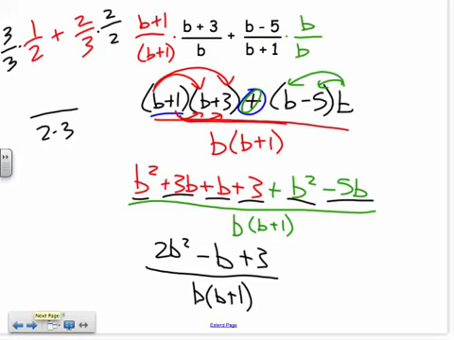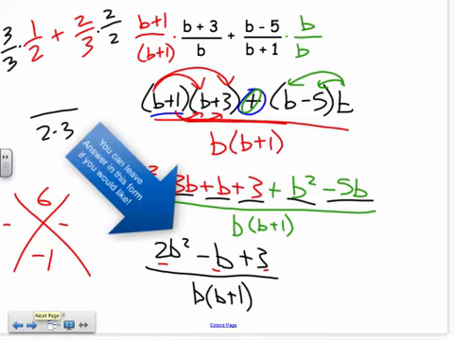Okay? And now I want to see if I can factor this top quadratic here. So remember, I have a coefficient in front of the b squared, so I'm going to take 2 times 3, which is 6, and find factors of that add up to a negative 1, my number in front of the b. Well, there are none, because I'm going to need 2 negatives, aren't I? And there's no factors of 6 that are going to add up to negative 1. So it does not factor. So that's my final answer.